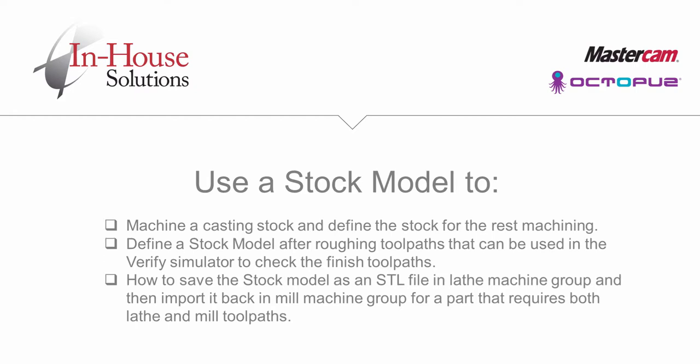In the last example, you are going to see how to save a stock model as an STL file in a lathe machine group and then import it back in a mill machine group for a part that requires both lathe and mill toolpaths.